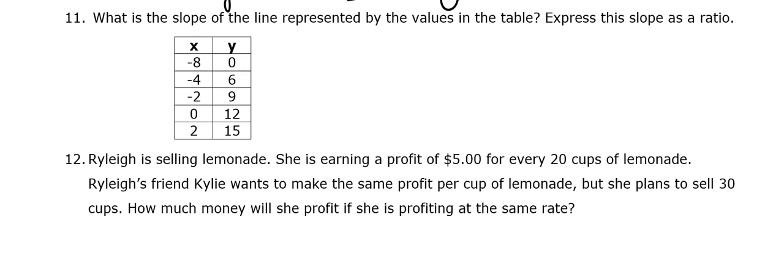Okay, number 11, what is the slope of the line represented by the values in the table? Express the slope as a ratio. Okay, so remember, slope can be found between any 2 points. So I don't have to deal with negatives if I don't want to, but I always like to look and verify. So like here I can see this is a change in y of 3, and this is a change in x from -4 to -2 of 2.